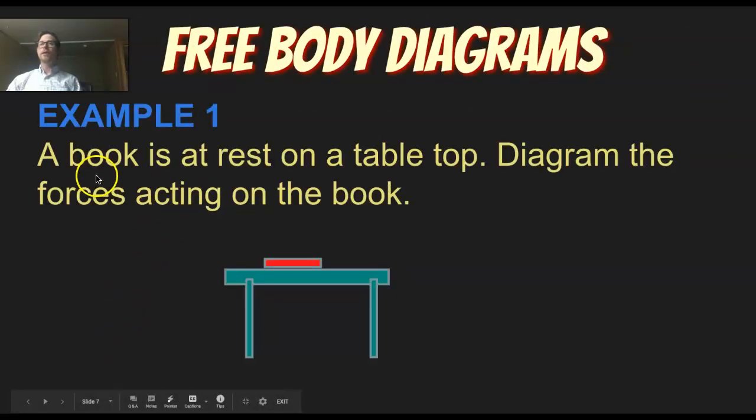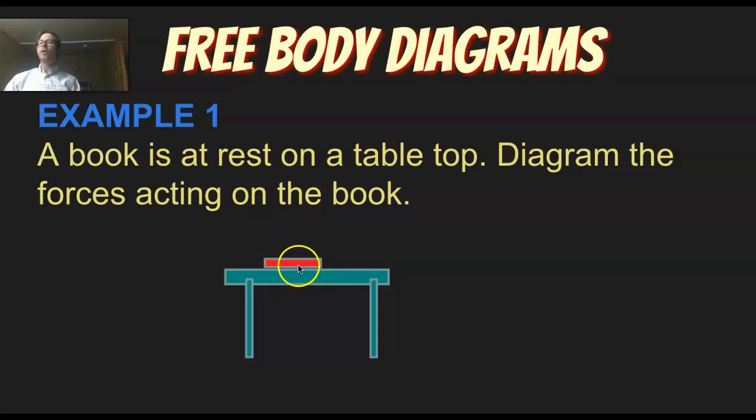Here's a first example. We've got a book. This red rectangle represents a book. It's sitting at rest on a tabletop. What are the forces acting on that book? We know that it's at rest, which means that all the forces involved must be balanced.